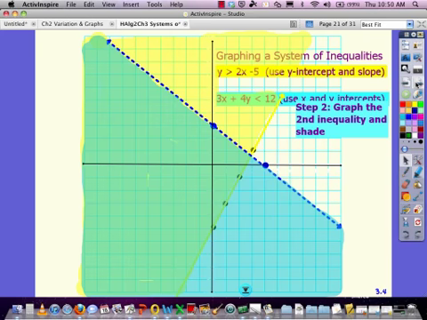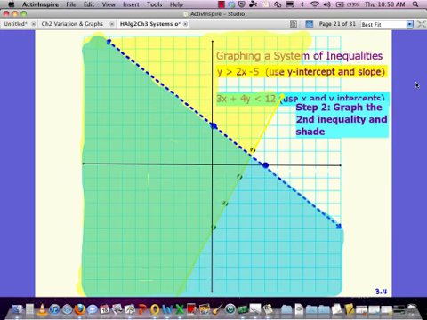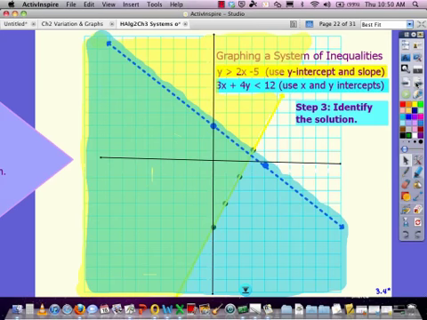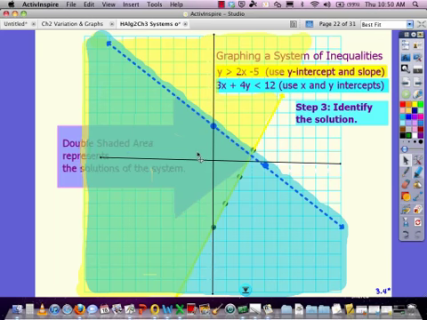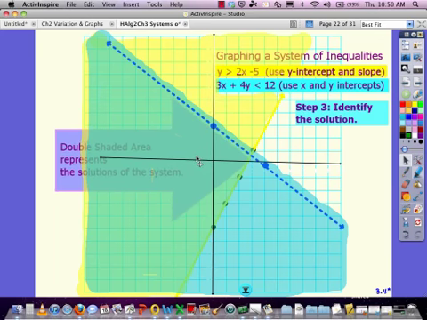So step 2 was graph the second inequality and shade. Step 3 is to look back and identify your solution. Now, it's very clear on this one, and we'll pull out the arrow to show you, that this space right here that turned to the green is what we call the double shaded area, and it represents the solution of the system, where both equations will make it true.